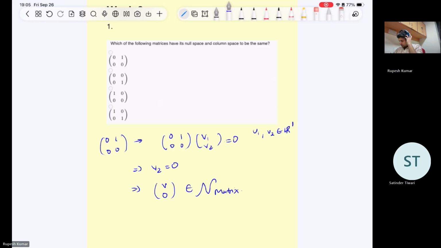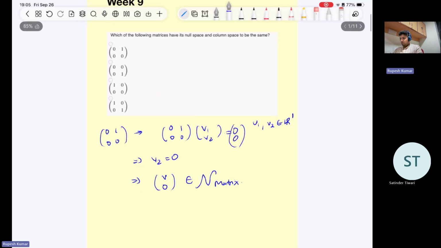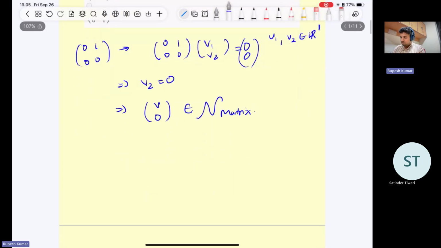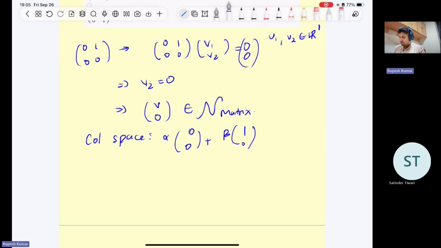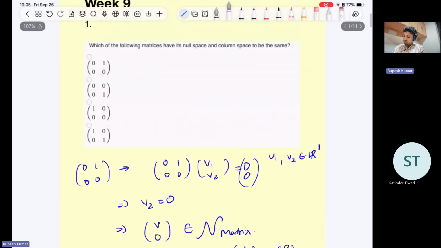Fine. Now, so this is a 0 0, right? Now, what is the column space of this matrix? Basically, linear combinations of the column vectors. So alpha into 0, 0 plus beta into 1, 0, which is essentially beta comma 0, right? Now this is the column space. And can you see that these both are the same spaces, right? Yes, it is the same. So this has the same column space and null space.